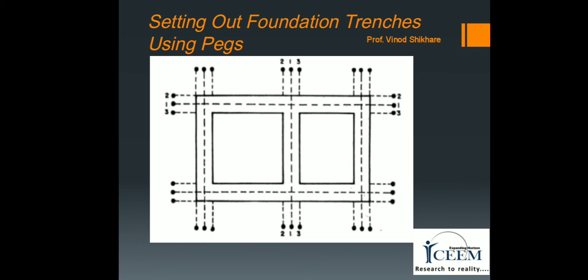The figure shows the foundation layout, centerline marking, the corners are fixed, then diagonals are checked. Line 1 represents the center line of foundation, and the setting out of building foundation on ground is shown in figure.